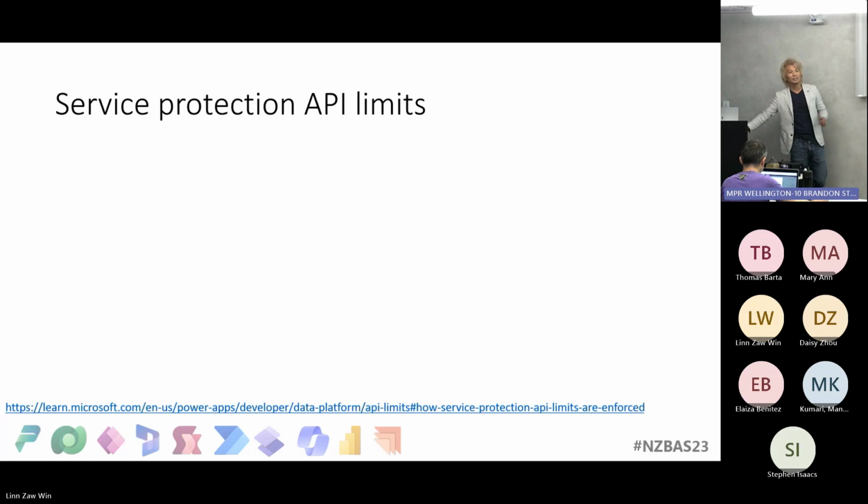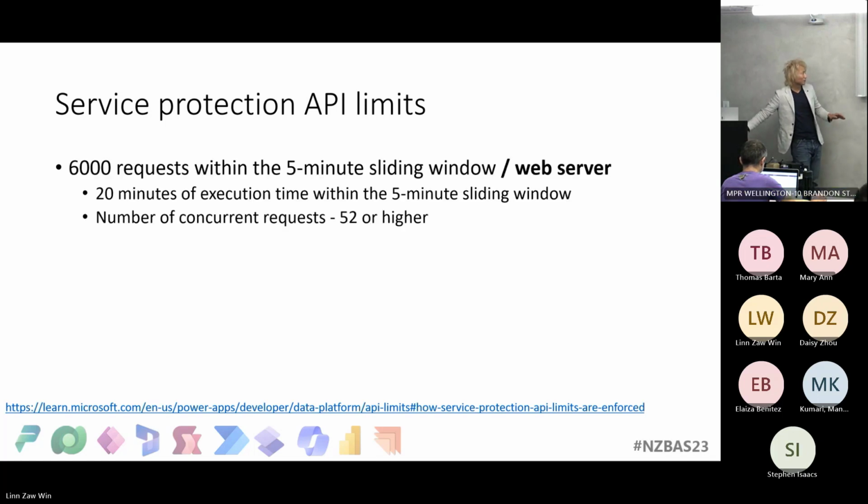So other than that, about platform request limits, the other limit is service protection API limits. There are a lot of limits. We have 3 limits we're talking about today, and this is the second one. That is how you're hitting the Dataverse web server. It's 600,000 requests within a 5 minute sliding window.